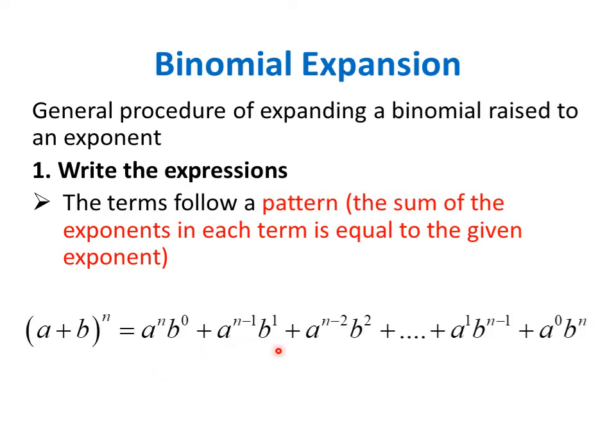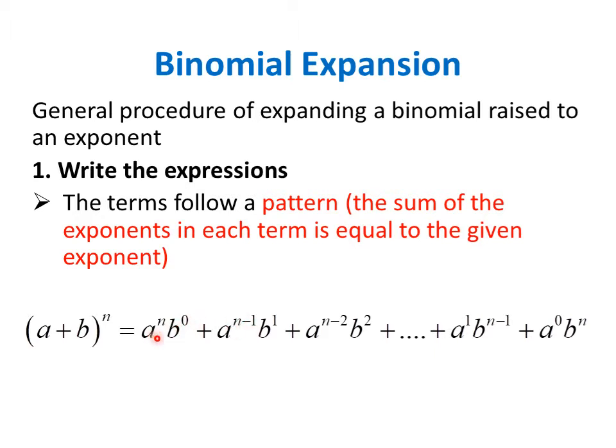For example, this is the binomial expansion of the binomial a plus b raised to the exponent n. So the pattern is that the first term of the expansion is the first term of the binomial, a, raised to the given exponent n, times the second term of the binomial, b, raised to the exponent 0. For the succeeding terms, we have to subtract 1 from the exponent of a while adding 1 to the exponent of b. That is, we have to do that incrementally.